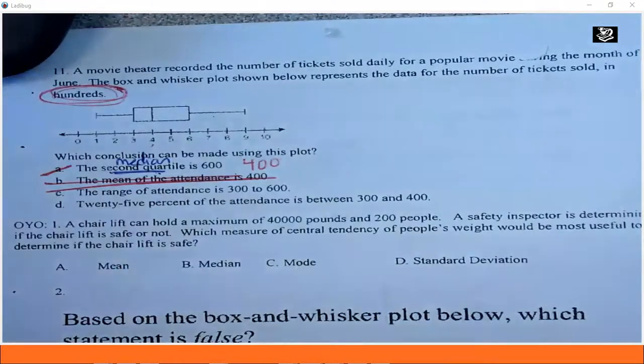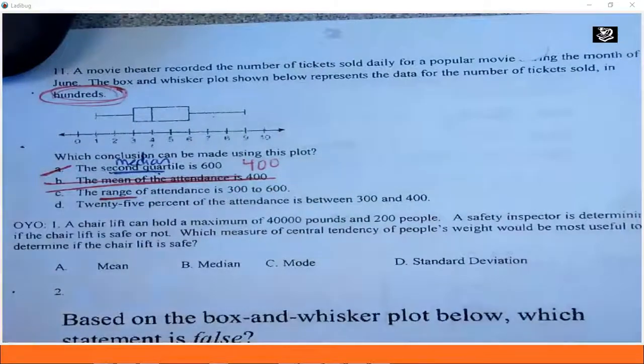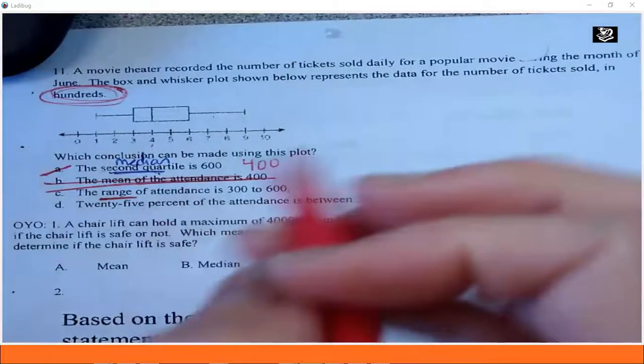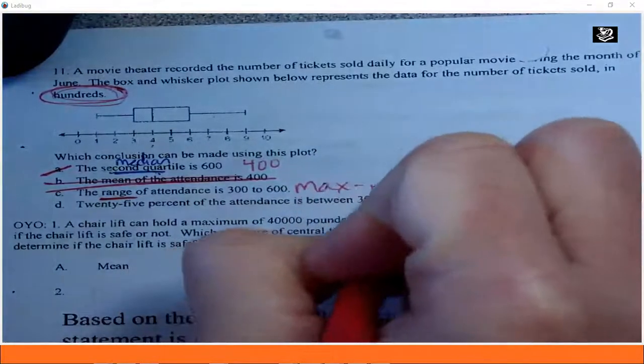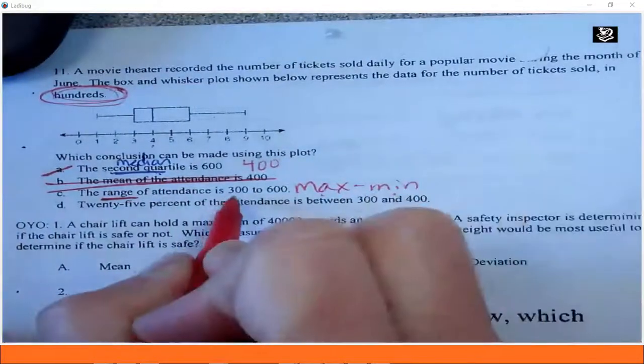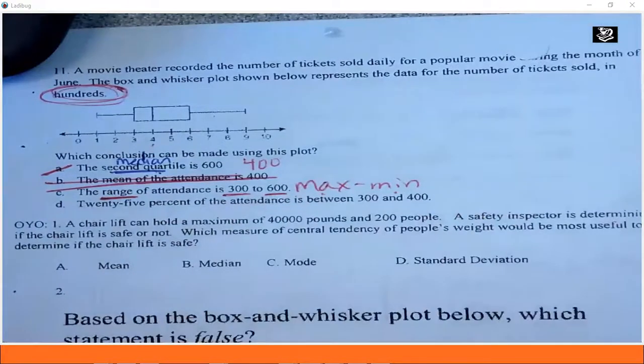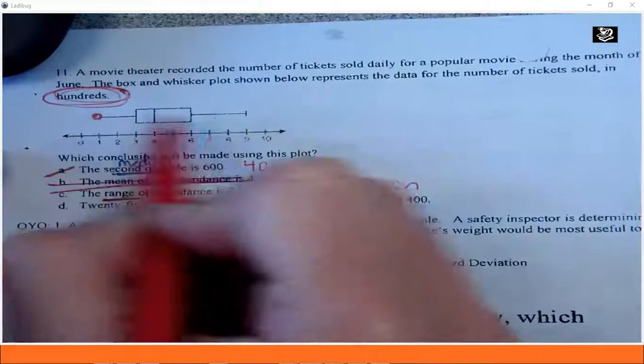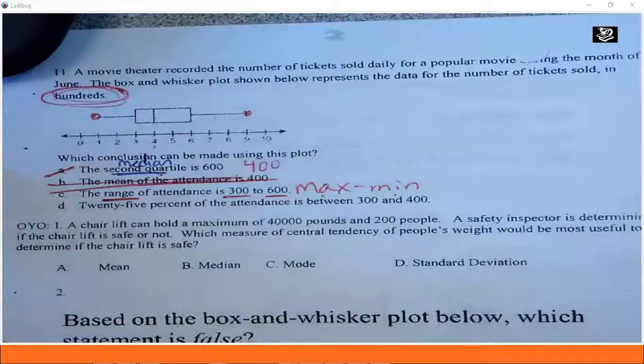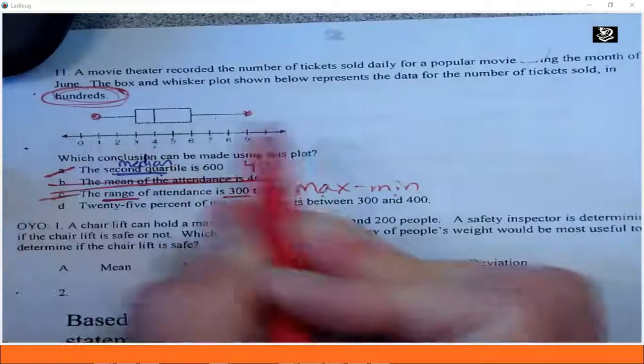What about the range? Mia, what is the range? What's the formula for that? Maximum minus minimum. All right, so range involves the max and the min. Raul, are the max and the min at 300 and 600? Here's the minimum, here's the maximum. Are they at 300 and 600, Raul? What do you think? Yes or no? No, they are not. They are at 100 and 900.